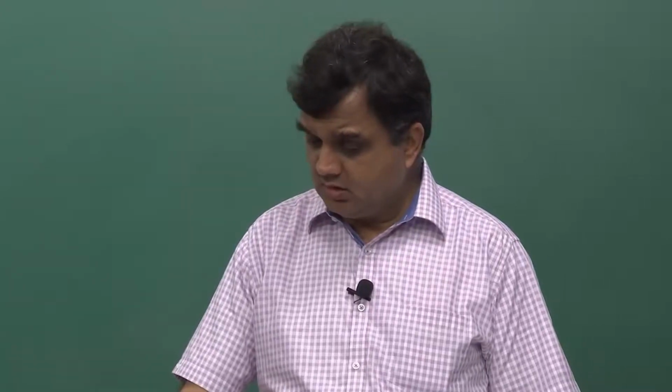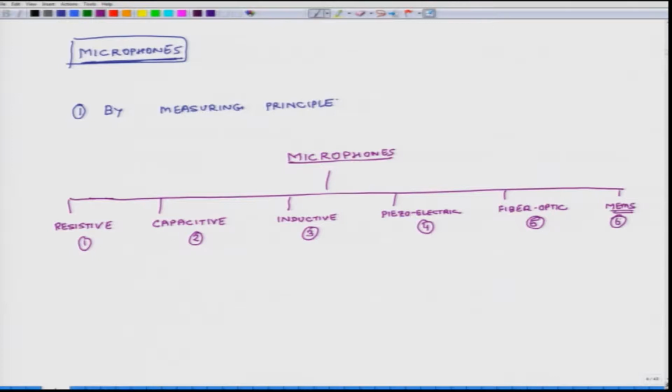So, what we will do is we will go one by one, especially on the first 5 types of microphones, so that you have a good understanding of what kind of microphones are there in the world and which particular microphone is most suitable for your needs. So, it is important to have that understanding. So, this is the first way to classify microphones. So, we will start by discussing resistive microphones.